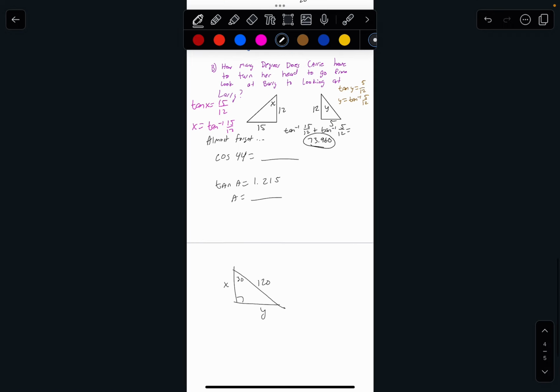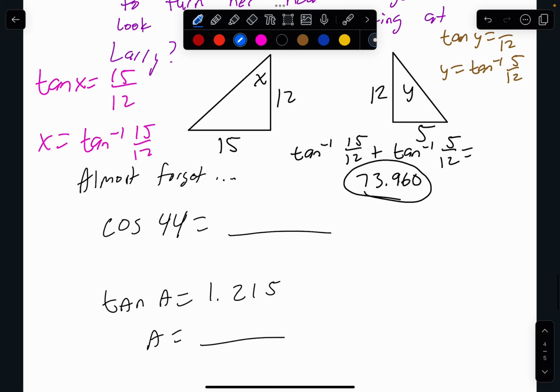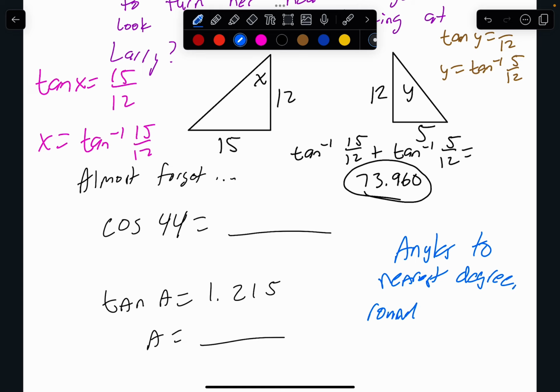Got it. Nailed it. Okay, one more little section. Almost forgot. So this exact question's on the quiz. People mess it up all the time. I'm telling you right now what it's going to say. It's going to say round angles to the nearest degree. And it's going to say round ratios to the nearest thousandths for this question. Now, what does that mean?